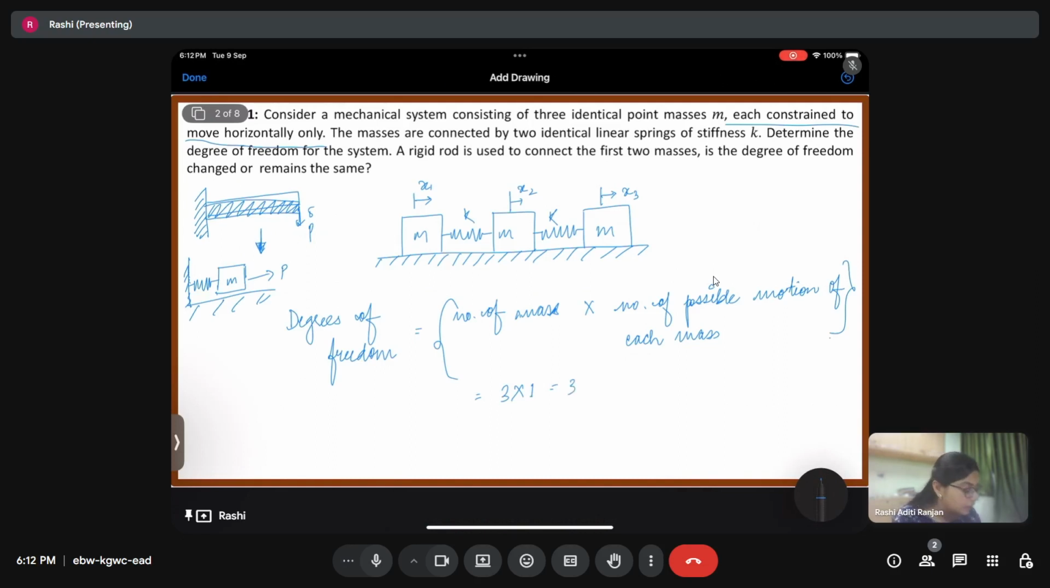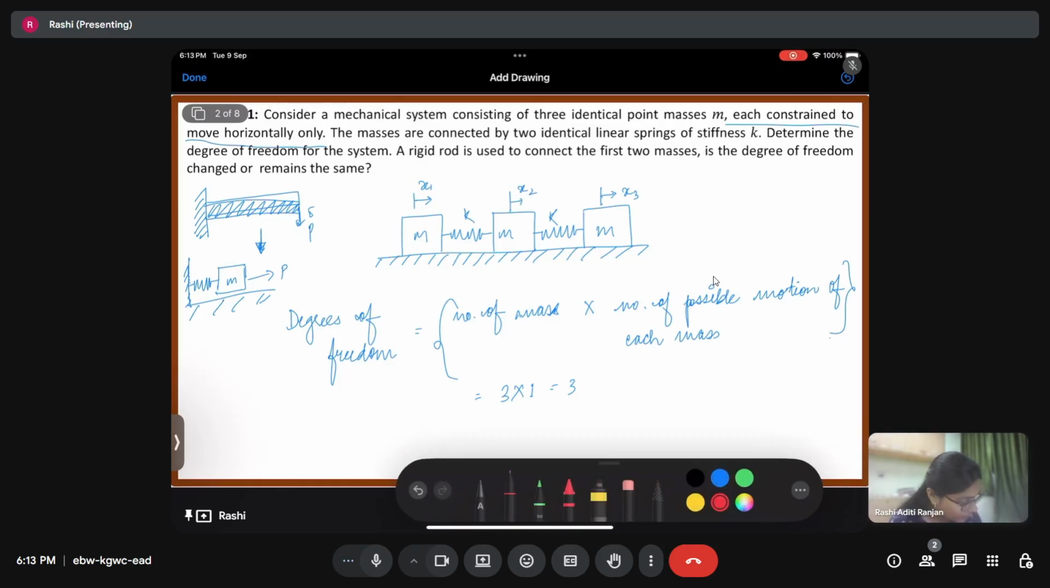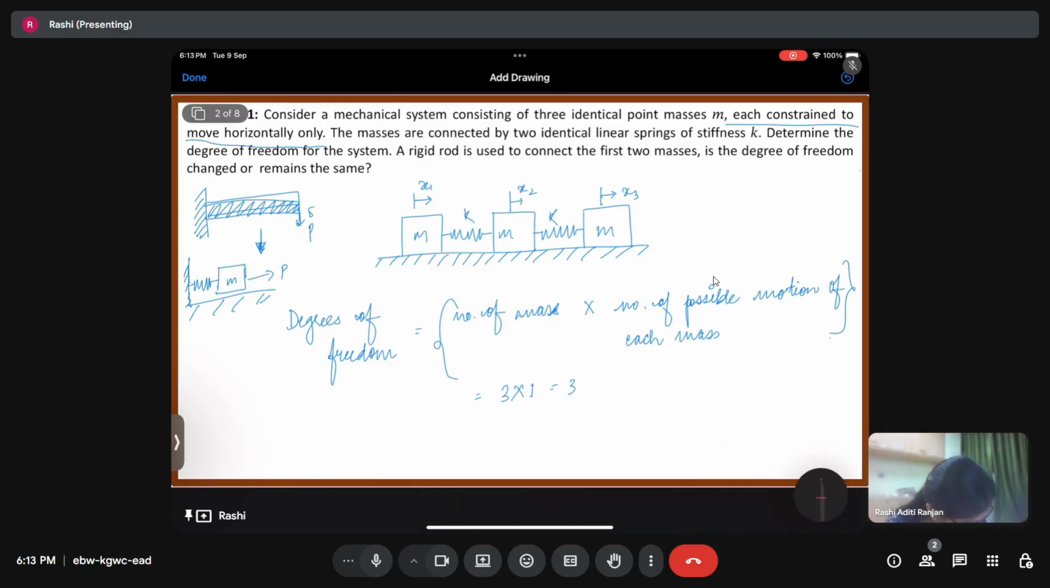However, in the later part of the question, it says that a rigid rod is used to connect the first two masses. Is the degree of freedom changed or does it remain the same? Now, in this case, both the springs are not in any stretched or compressed state; they are simply at rest. What happens is that we add a rod over here.